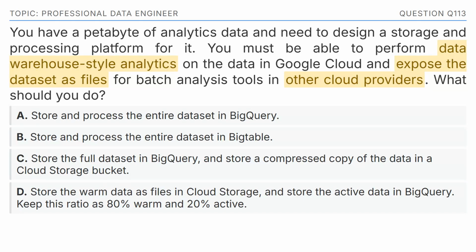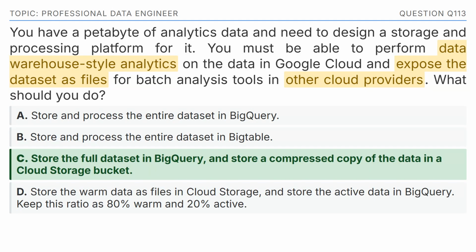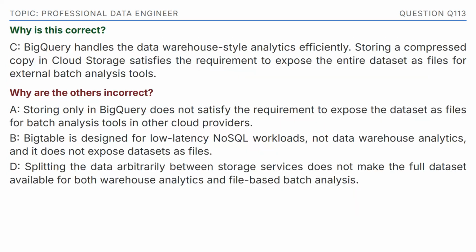To arrive at the correct answer, we focus on the keywords: data warehouse style analytics, expose the dataset as files, other cloud providers. The correct answer is option C, store the full dataset in BigQuery, and store a compressed copy of the data in a cloud storage bucket. Why is this correct? C. BigQuery handles the data warehouse style analytics efficiently. Storing a compressed copy in cloud storage satisfies the requirement to expose the entire dataset as files for external batch analysis tools. Why are the others incorrect?